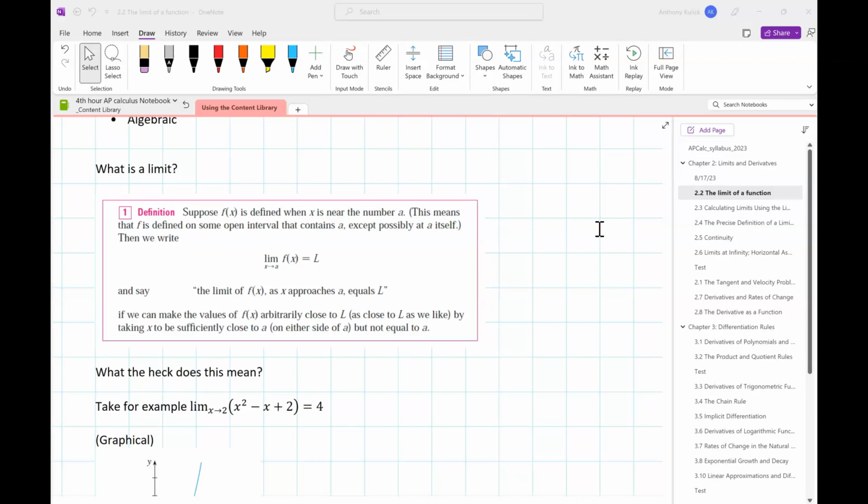But our definition says, suppose f of x is defined when x is near the number a. What that means is it doesn't have to actually be defined at the value a, but just some neighborhood surrounding it. We write that the limit as x approaches a of f of x is equal to L if we can make the values of f of x arbitrarily close to L by taking x to be sufficiently close to a, but not necessarily equal to a.